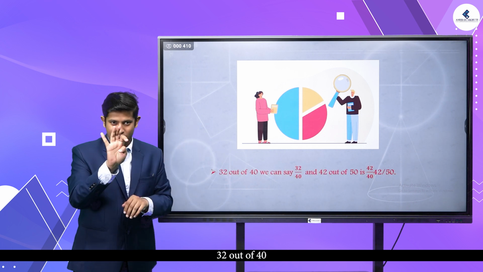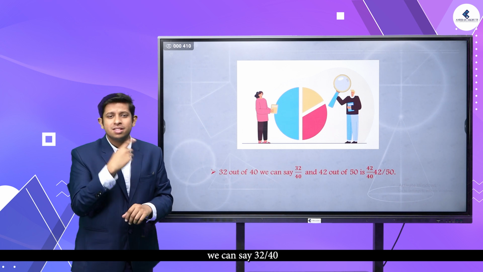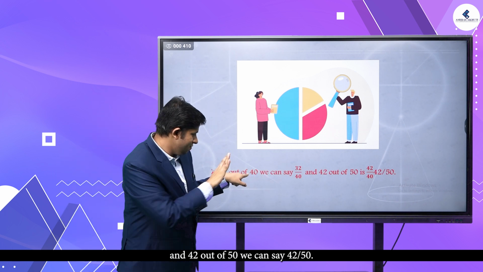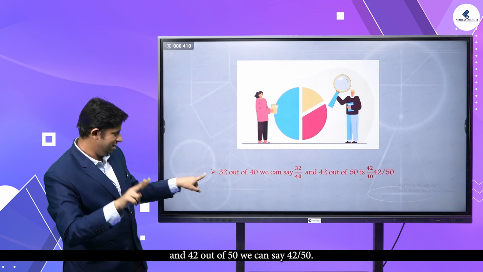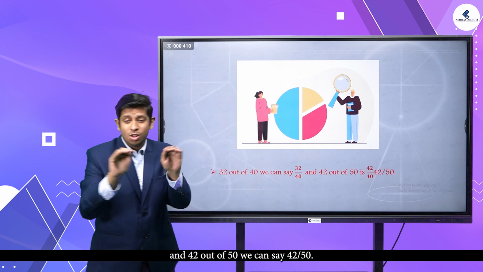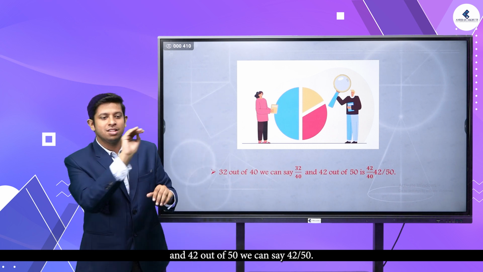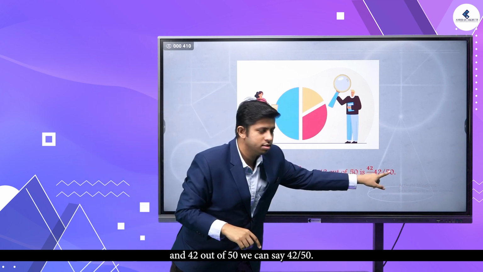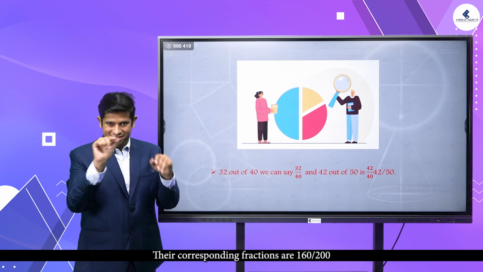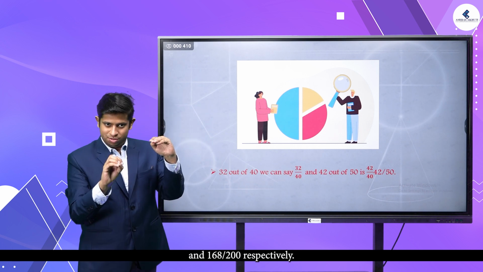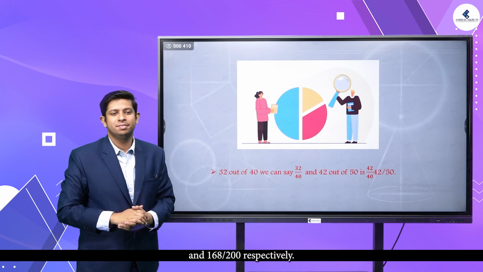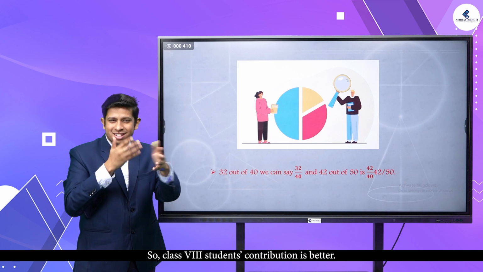Yes, 32 out of 40 we can say 32 by 40 and 42 out of 50 we can say 42 by 50. Their corresponding fractions are 160 by 200 and 168 by 200 respectively. So class 8 students' contribution is better.